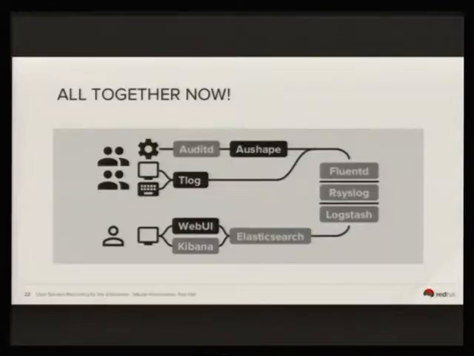So the basic shape of things is we take the terminal I/O with TLOG, and we take audit events with AUSHAPE. We push it as JSON into logs, then deliver it with any combination of log servers to Elasticsearch. Then we are able to view this data with Kibana in general, for example, or Grafana. And then we are building the web UI, which will be able to play it back. So, demo.